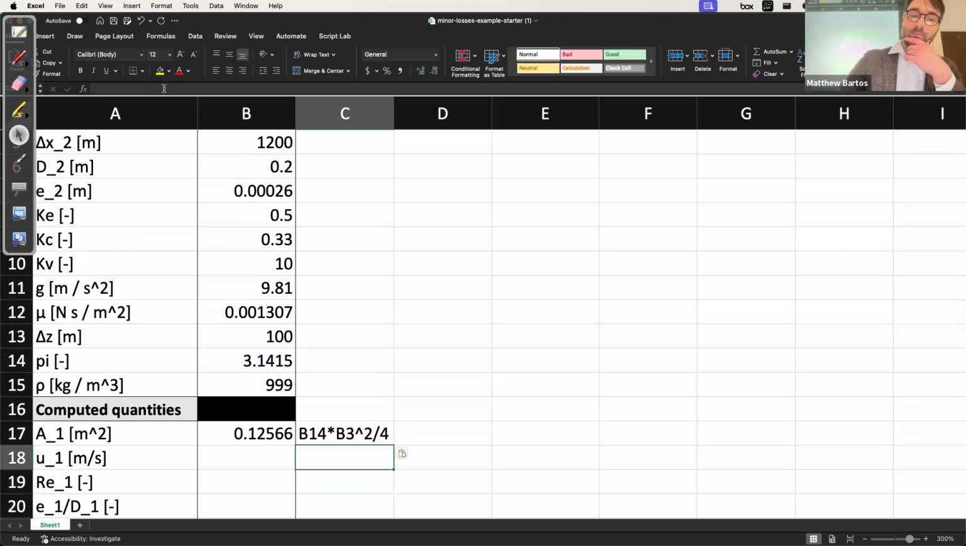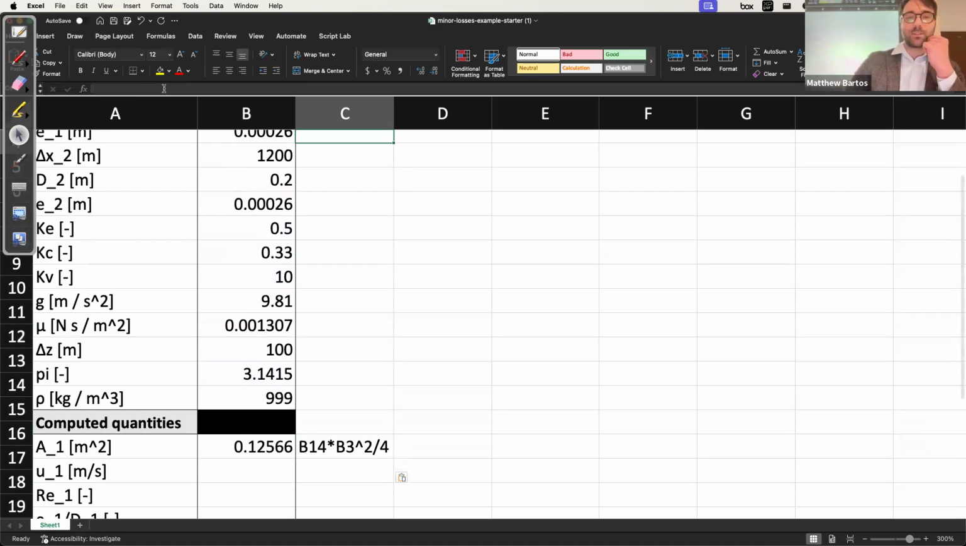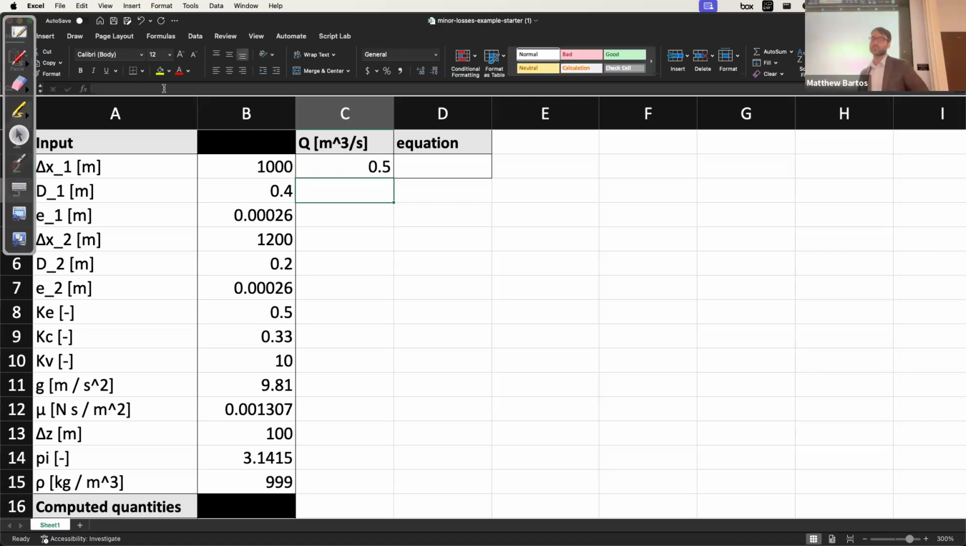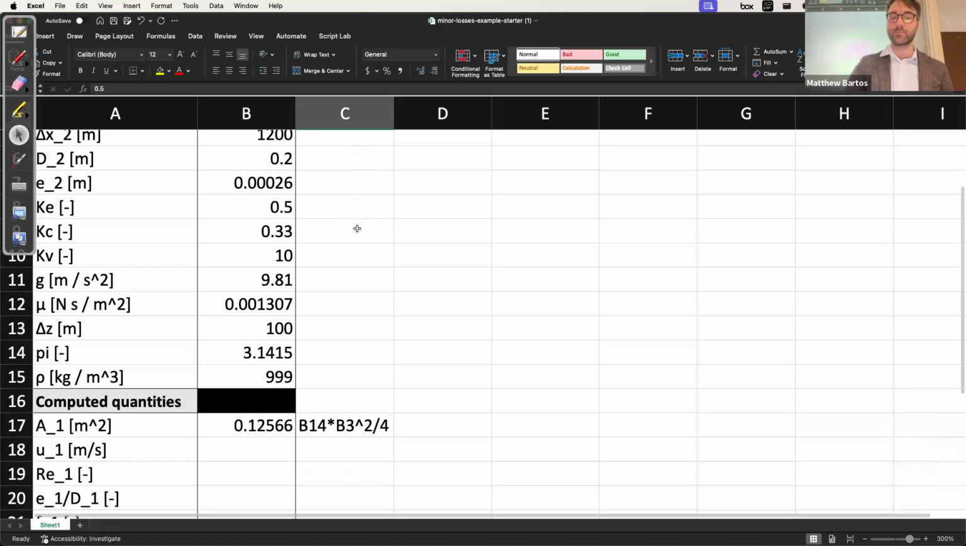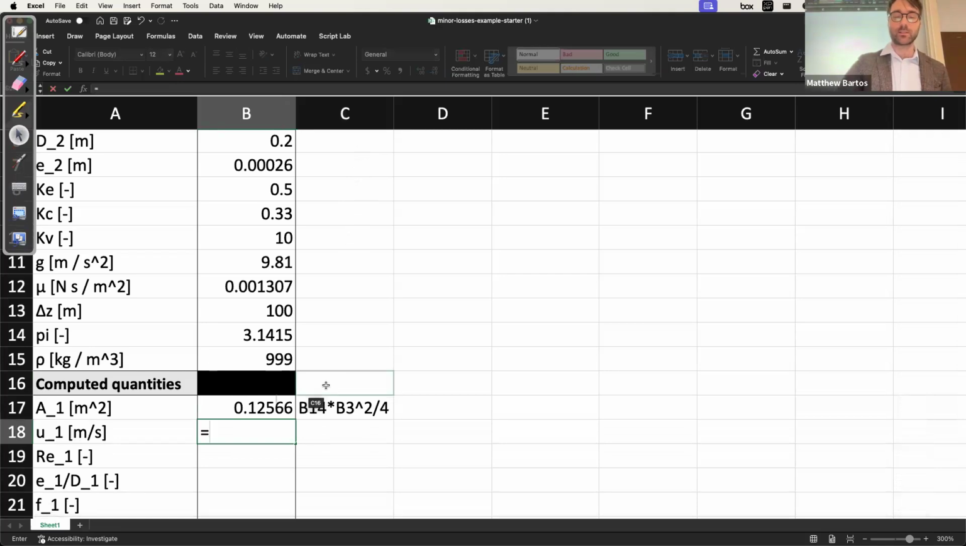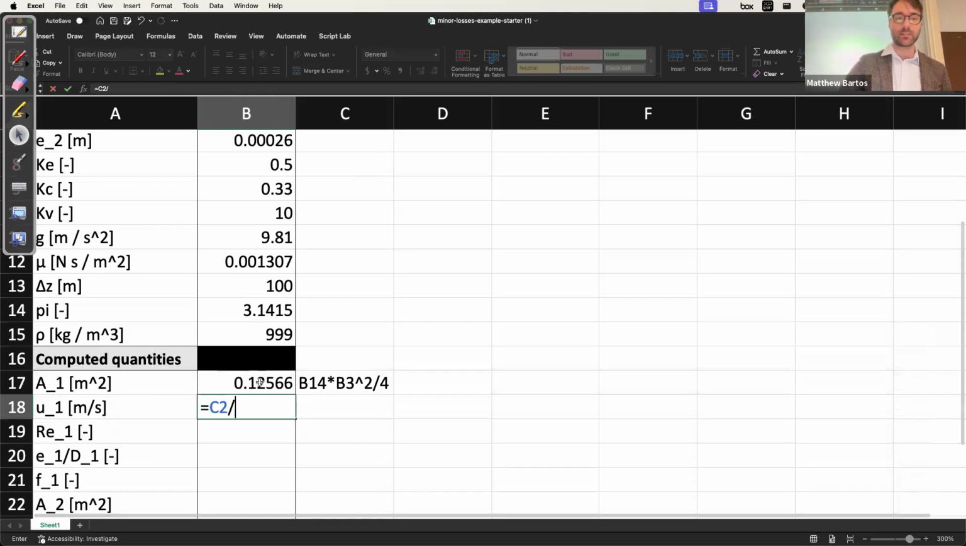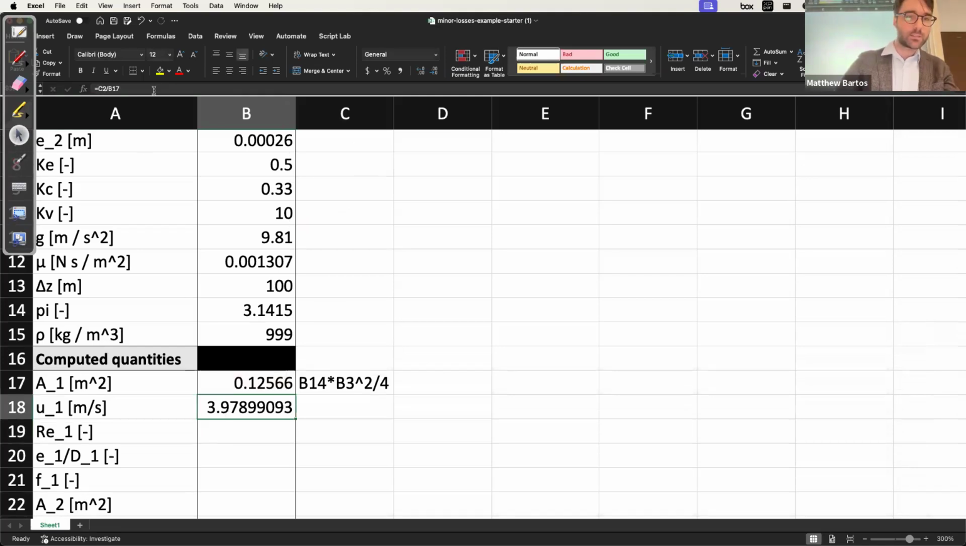Okay, the velocity of the flow in pipe one. First we need the discharge, so I'm going to go up to column C. Our decision variable is the discharge, in cubic meters per second. I'm going to start with an initial guess of 0.5. We can compute the velocity by dividing this discharge by the cross-sectional area. So for U1, this is going to be C2 divided by B17. And I'll paste this formula out to the side.